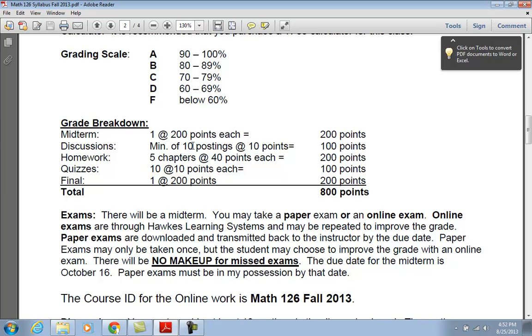You take your top 10 quizzes, 10 points each is the max. So there are 11 quizzes, but I take the top 10. That's 100 points. Then final exam, 1 at 200 points. And that adds up to be 800 points altogether.